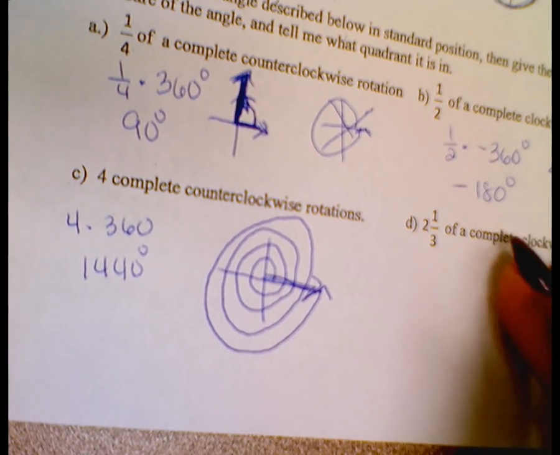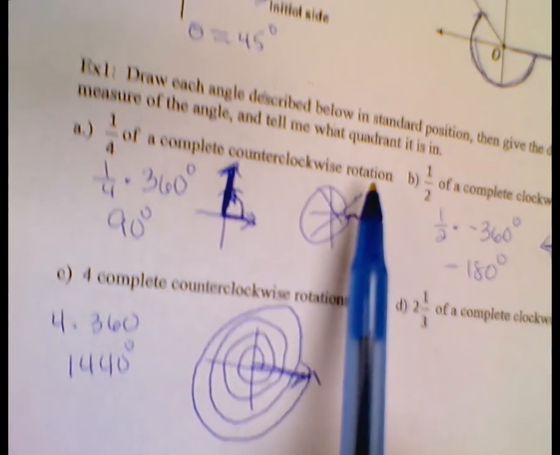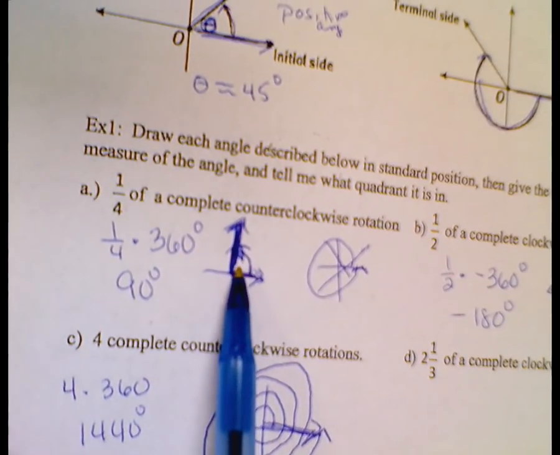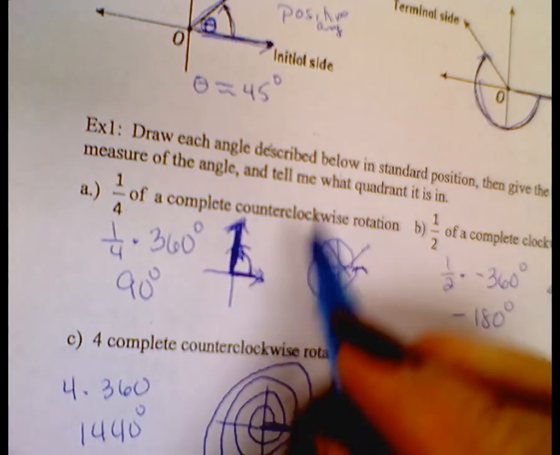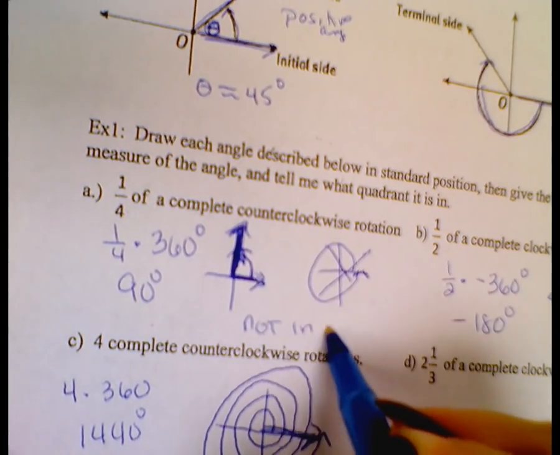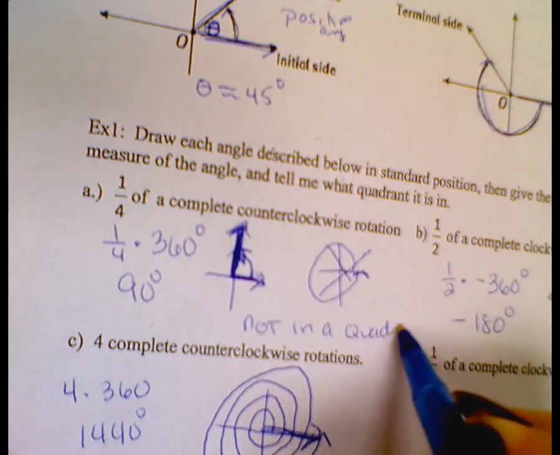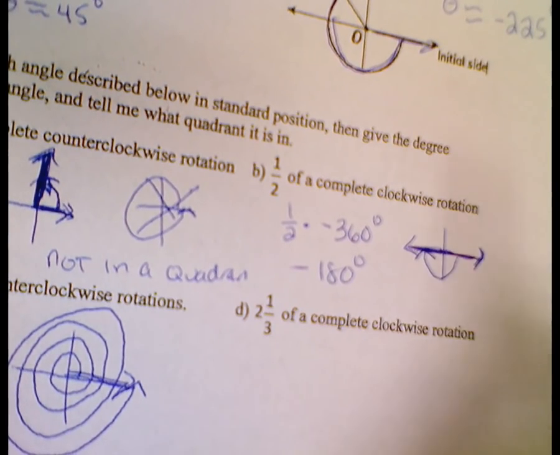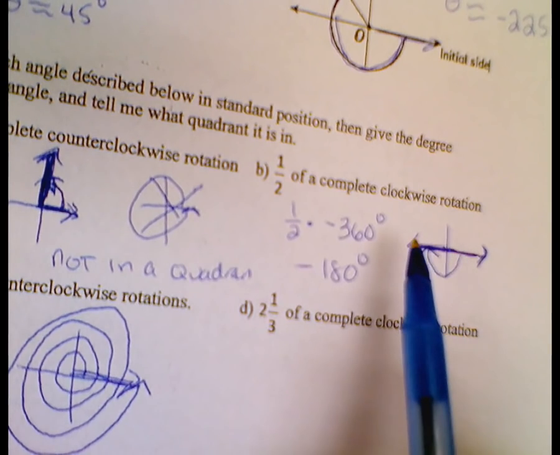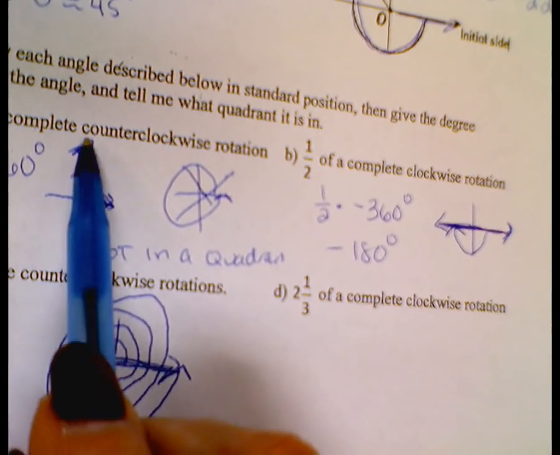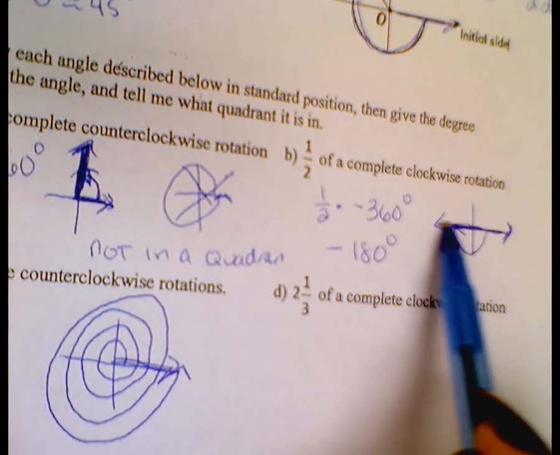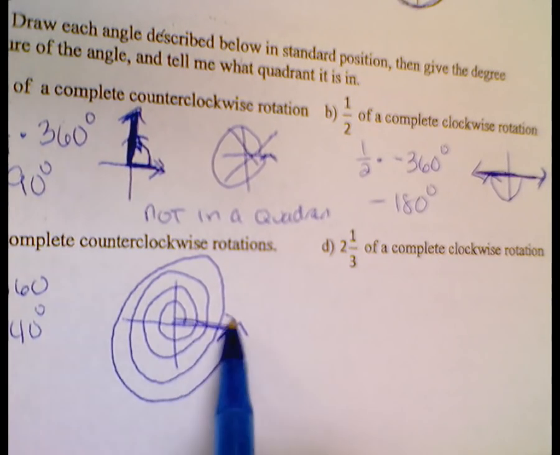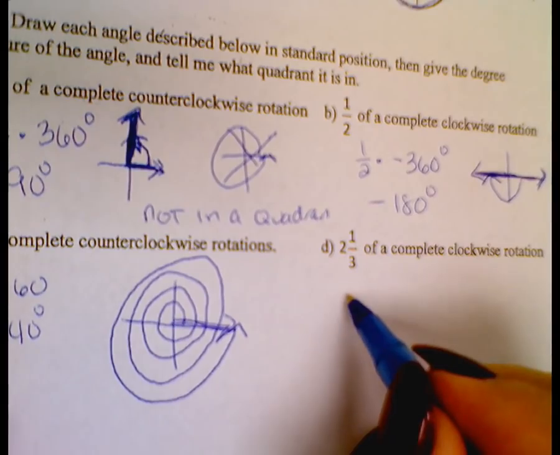Oh, you know what? We were supposed to say what quadrant these are in. This first one was not in a quadrant. It's on an axis. This one was not in a quadrant. That's pretty silly to ask this question since none of them are in a quadrant. This one's considered the positive y-axis. This is the negative x-axis. This one's the positive x-axis. None of these are in a quadrant. This one's going to be in a quadrant.